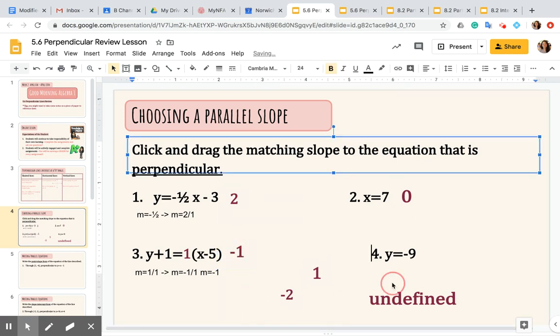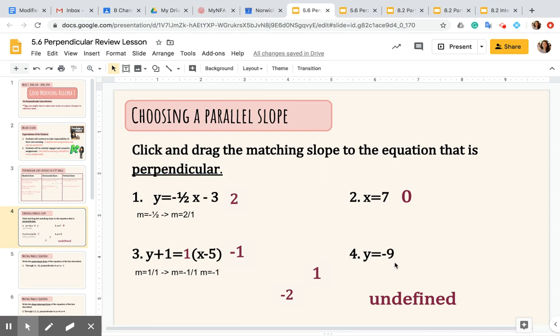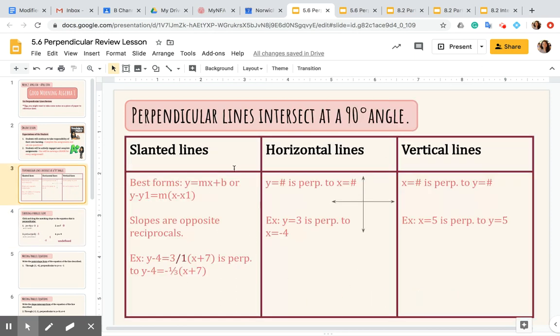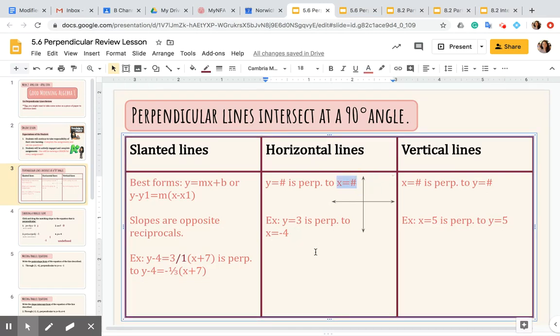All right, now let's take a look at the last one. Y equals -9. So again, I can refer to this table here to figure out what equation would be perpendicular to that. X equals a number will be perpendicular. So now I just need to ask myself, what's the slope for a line like this? Well, a line like this is going to be up and down.